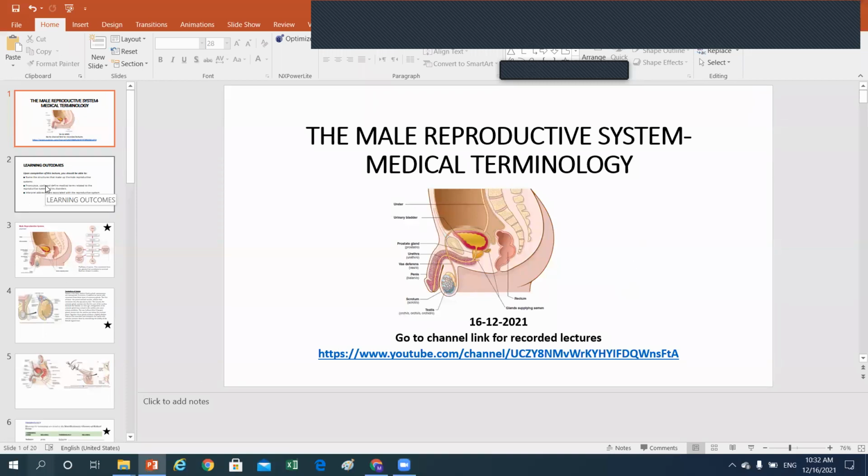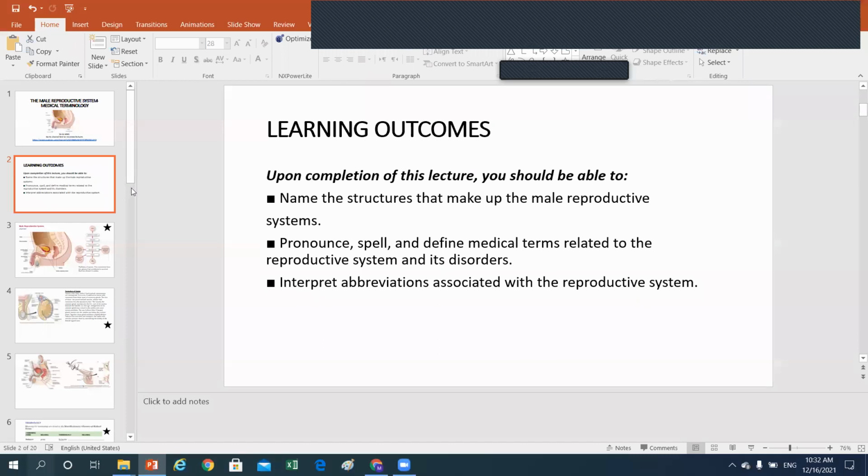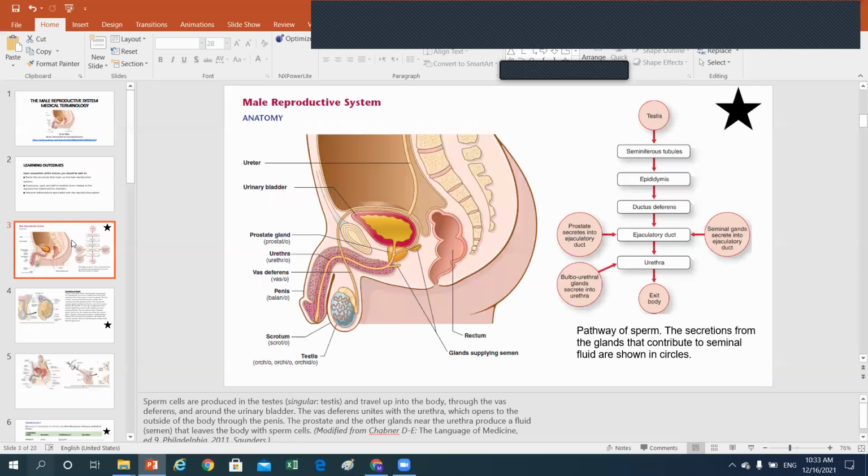When you finish this lecture, you will be able to recognize the parts of the male reproductive system. You will be able to pronounce, spell, and define medical terms related to the normal reproductive system and its disorders. There will be some abbreviations, some pathological terms, some terms about the diseases. All this will be clear, inshallah. So let us go to the parts of this system.